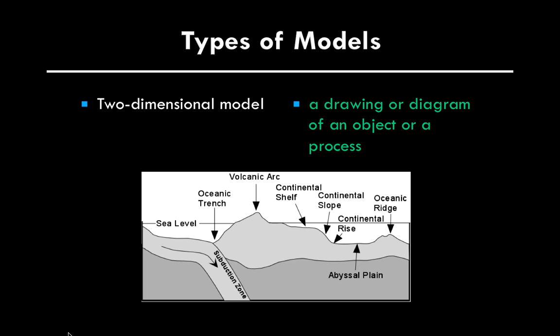Another type of model is a two-dimensional model. And guys, you know this. You might have heard two-dimensional being called 2D. So a 2D or two-dimensional model can be a drawing or diagram of an object or a process. And here we have a subduction zone being shown in a 2D model.